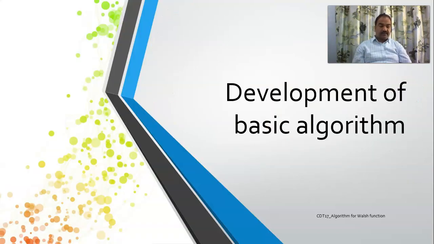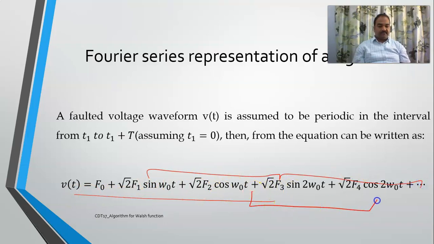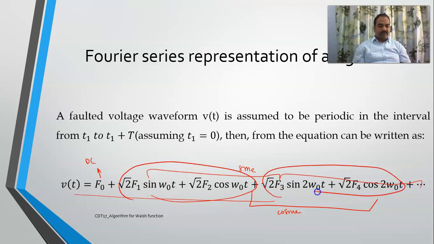Now, first of all, let us try to develop the basic algorithm for Walsh functions. You know that this is the basic Fourier series representation of any signal, where these represent the cosine terms, whereas these represent the sine terms. And this is the DC component. Whereas these two terms represent the fundamental component of the phasor, whereas these two terms represent the second harmonic. And likewise, you will be having multiple terms for multiple harmonics.